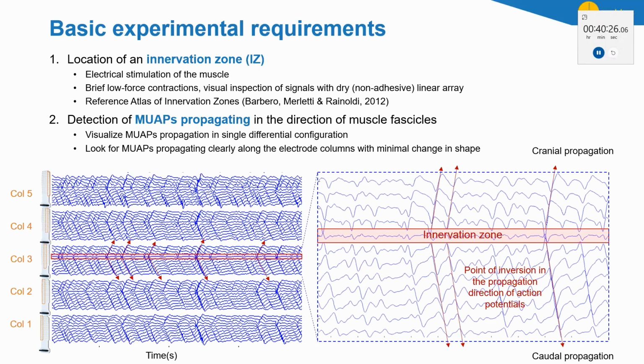In order to do that, it is recommended at least to use a dry linear array prior to attaching the high density grid of electrodes. In this case, we can adjust our array slightly in order to observe the clearest propagation of action potentials along the channels with minimal change in shape.